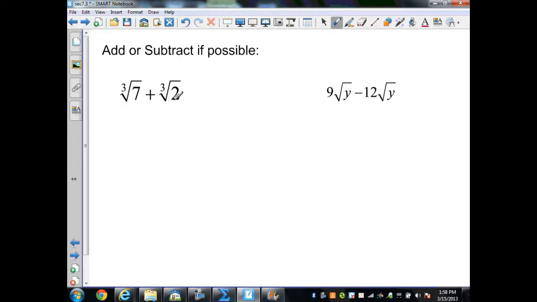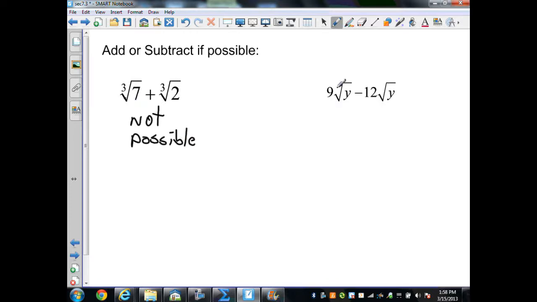Here, I have another expression. I notice on this situation that I have the index for each radical that is the same, but my radicands are not the same. Again, I'm not able to simplify. And that is because these are not like terms.